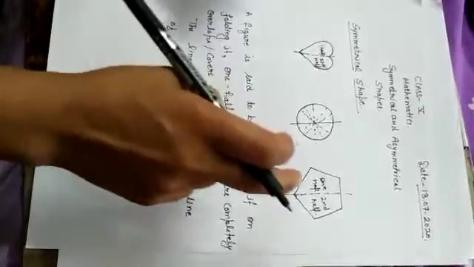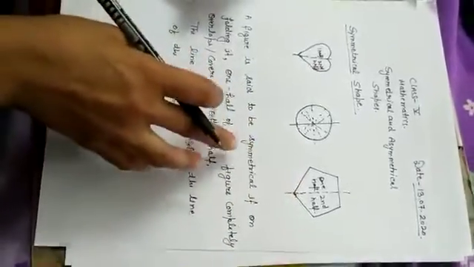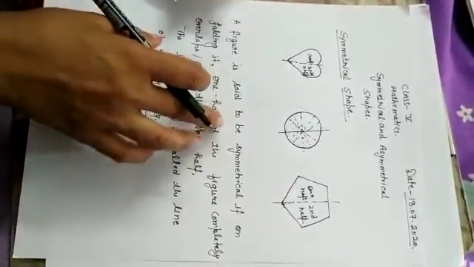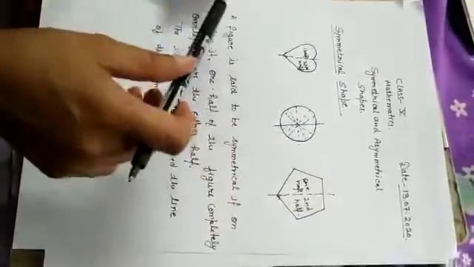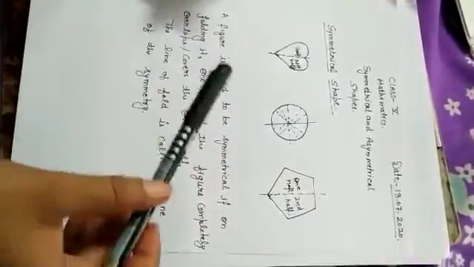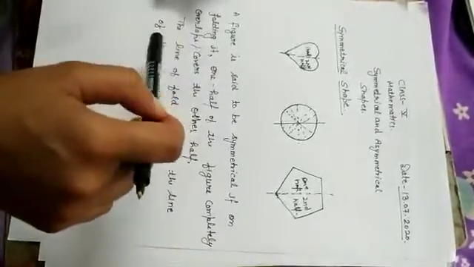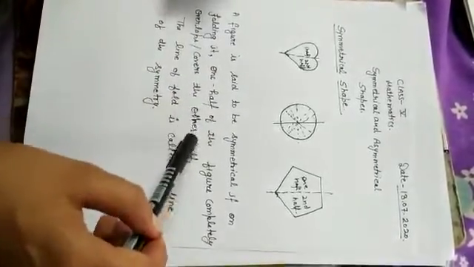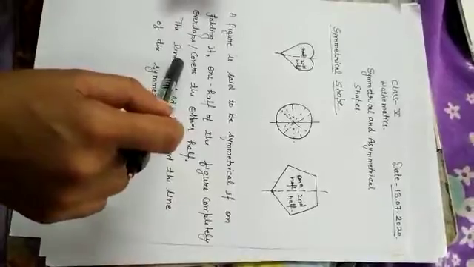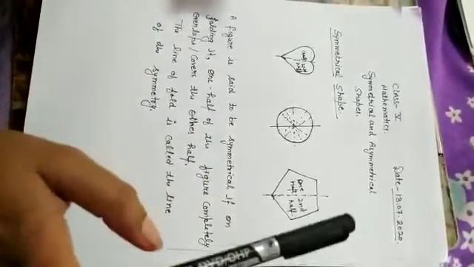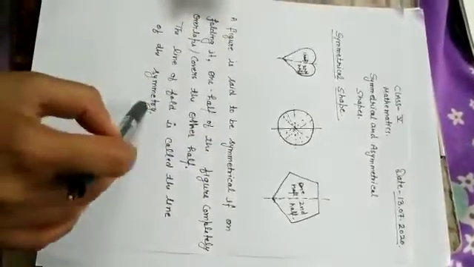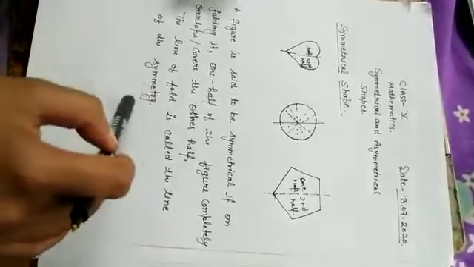Here a question is raised. What is a symmetrical shape? What is a symmetrical figure? A figure is said to be symmetrical if on folding it, one half of the figure completely overlaps or covers the other half, and the line of fold is called the line of symmetry.